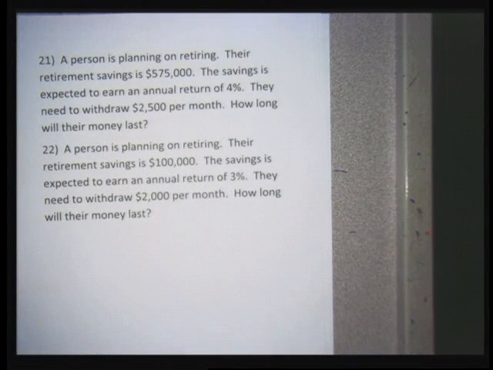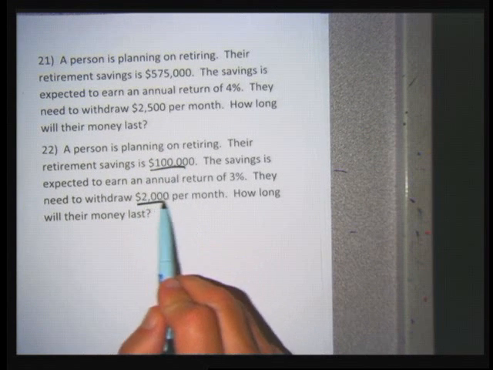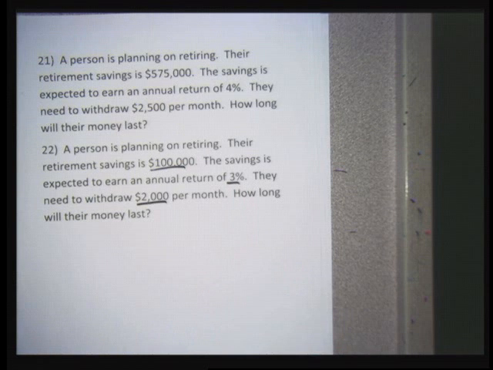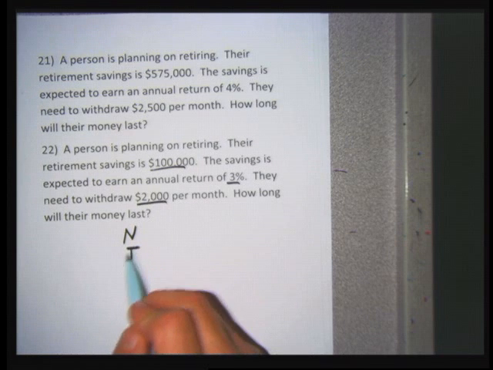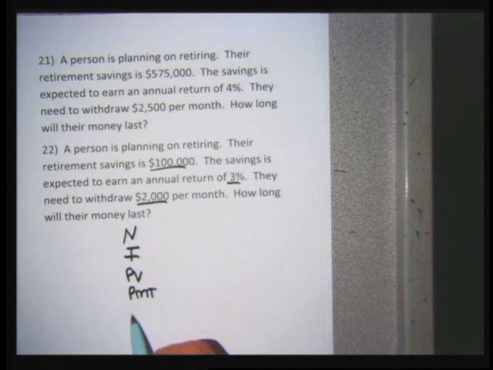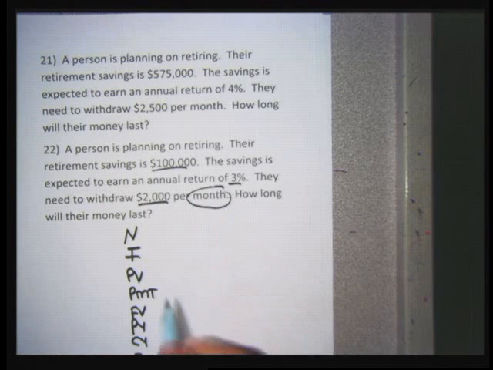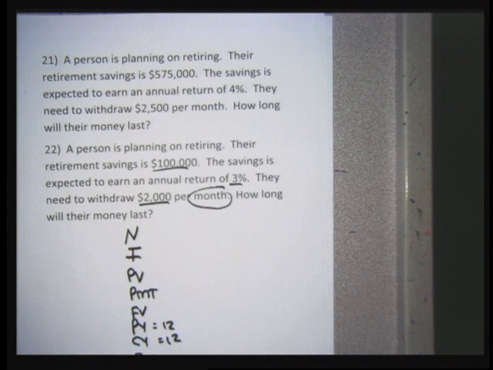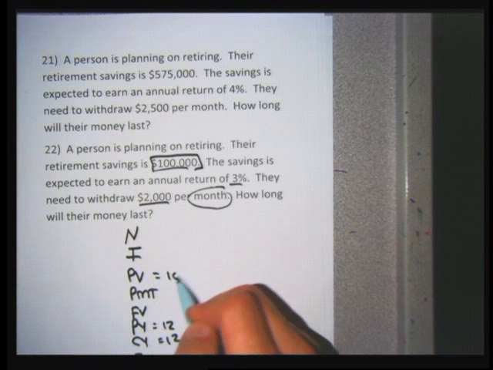So, for me, a person has $100,000 in their account. They need to withdraw $2,000 a month at 3%. How long will their money last? So I have to set up an N, an I, a PV, a PMT, future value, a PY, a CY. And they're giving themselves a monthly check. So the PY and the CY are 12. The $100,000 is the amount that they presently have saved up when they retire.